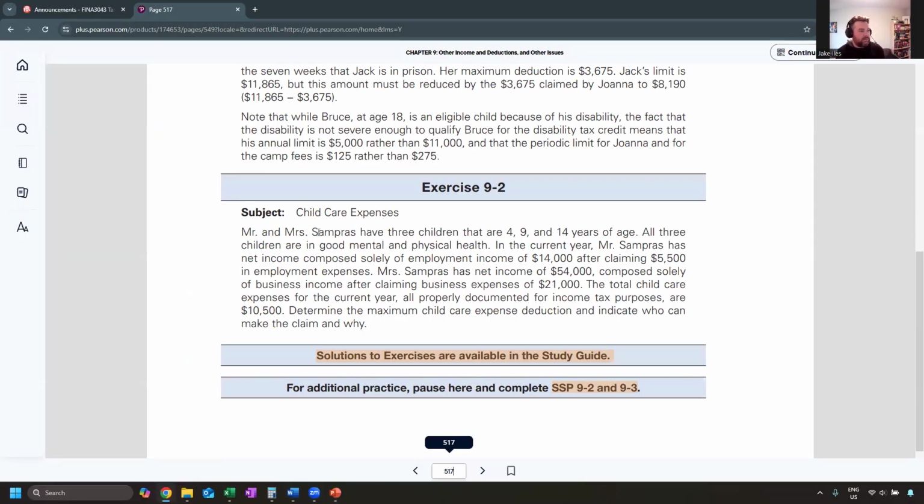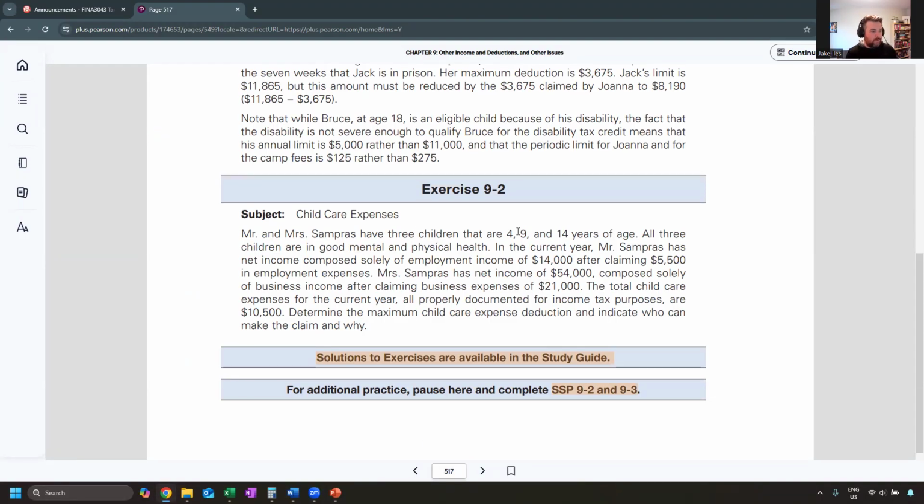So Mr. and Mrs. Sampras have 3 children that are 4, 9, and 14 years of age. All 3 children are in good mental and physical health. What this will do is decide the threshold amounts that we're allowed. We have 1 child under 6, 2 children between 7 to 16.